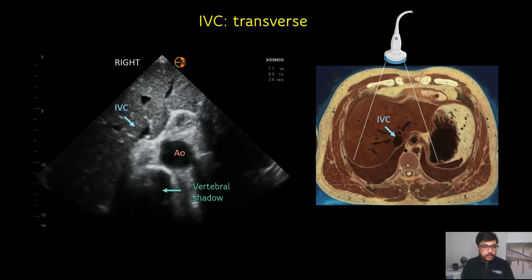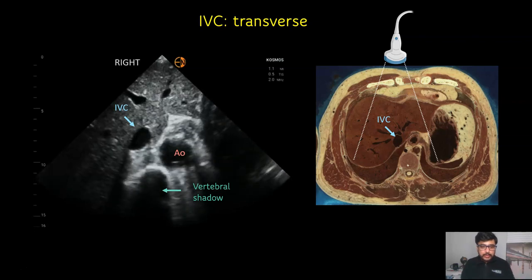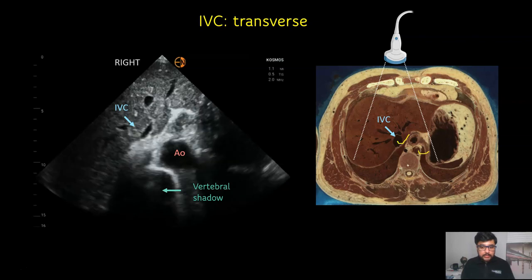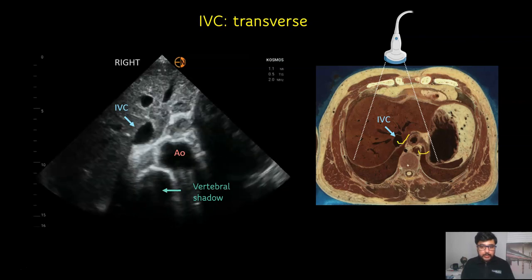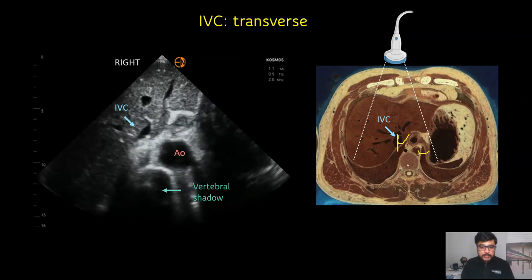Here is a nice example of a short axis view of the inferior vena cava obtained in the subxiphoid view, and this is the anatomic correlation. So this is the inferior vena cava, this is the aorta, and the ultrasound beam is coming anteriorly. So the anteroposterior diameter would be something like this.